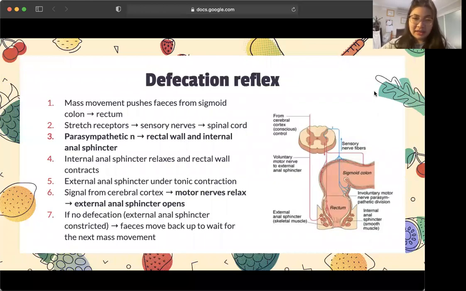So defecation reflex. Important thing just to remember here is that we are able to control our external anal sphincter. So if I do not want to take a poo now, I will not take a poo. The reason for that is because that is controlled by signals from the cerebral cortex and your somatic motor nerves, whereas the internal anal sphincter is under parasympathetic control. That's pretty much all I wanted to say there. Everything else is on the slide.